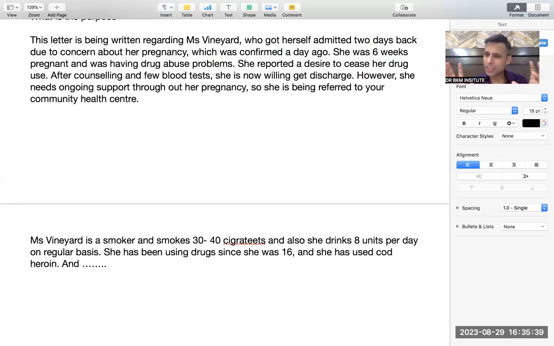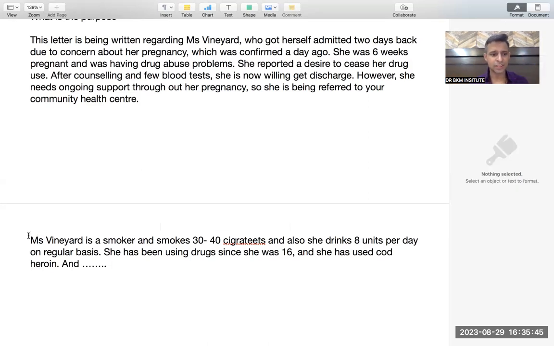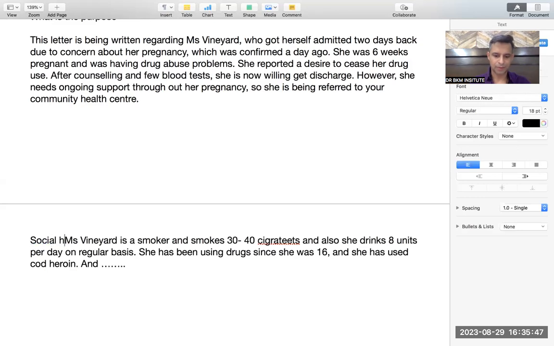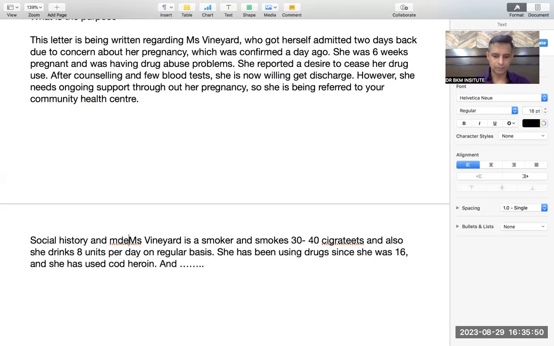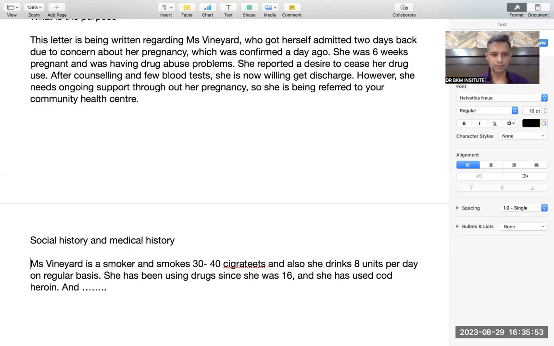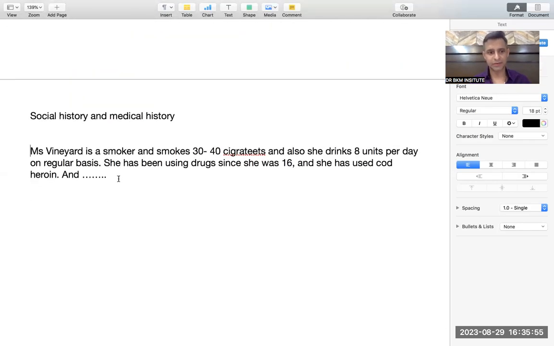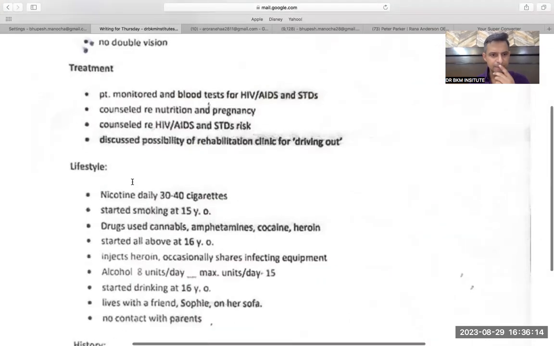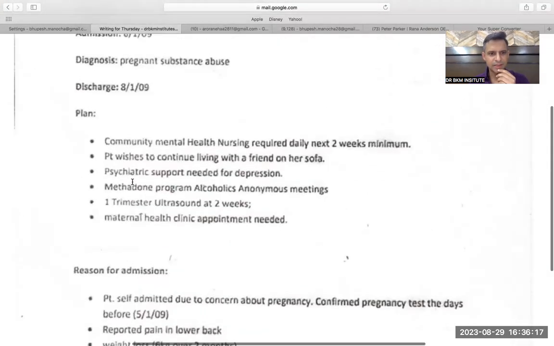So again, you make the OET letter very simple. First paragraph is purpose, second paragraph is social history and medical history. That is the second paragraph. And regarding her social history, you can say her social history reveals that she is not married. I think that was given, she is not married. It was given somewhere.